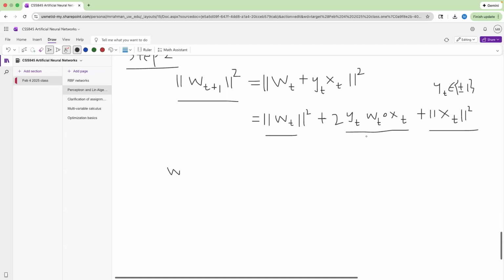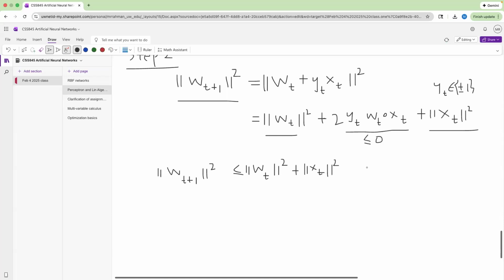So from here, because this is a negative number, we can say that the norm of Wt plus 1 squared is less than or equal to the norm of Wt squared plus the norm of Xt squared.